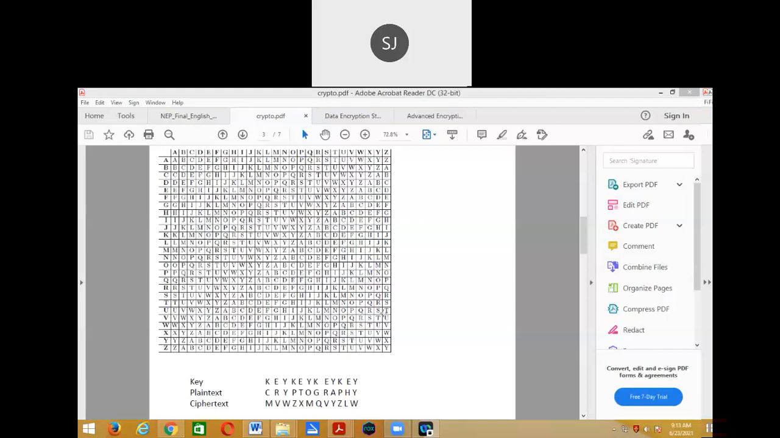So what is a transposition cipher? Changing the position. It is jumbling, changing the position of the letters. So that is what transposition is. That we have seen in the last class.